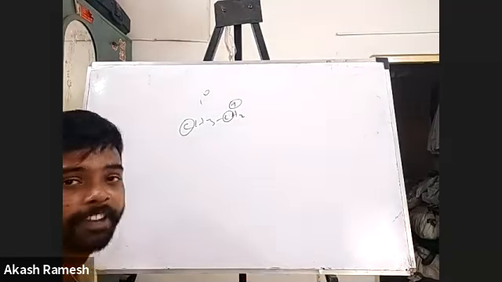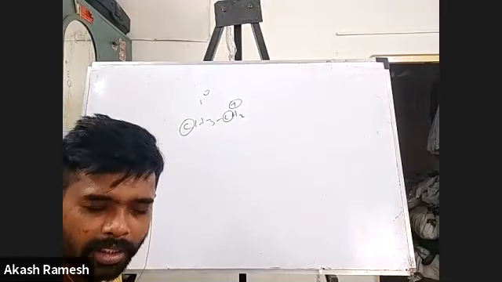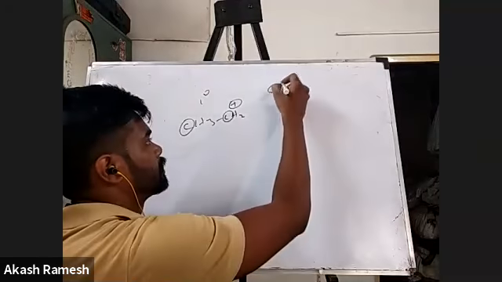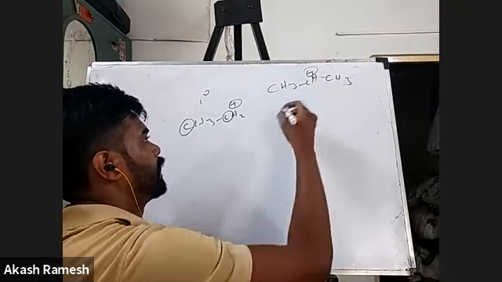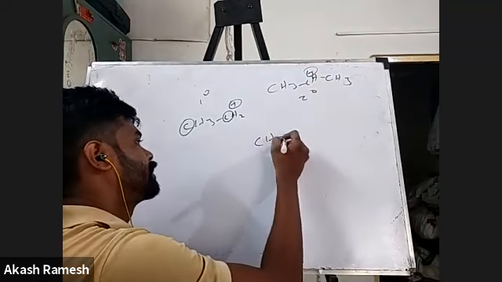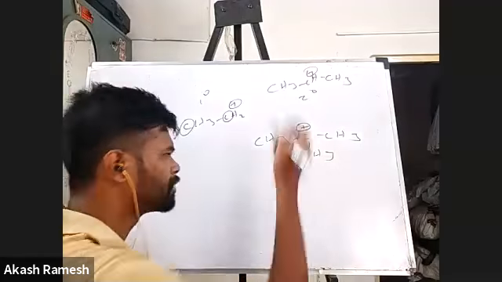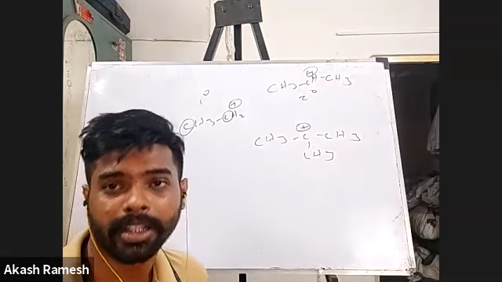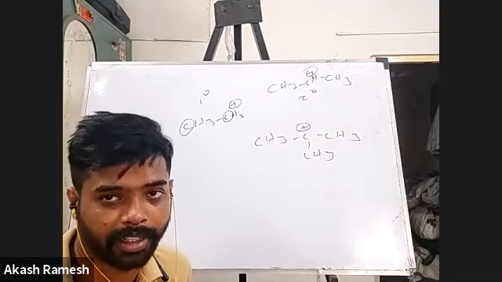Obviously secondary will be attached to two carbon atoms, and tertiary will be attached to three carbon atoms. So this is my primary, this is my secondary, and this is tertiary, something like this. Now I am going to decide which is more stable and which is less stable with the help of the inductive effect.